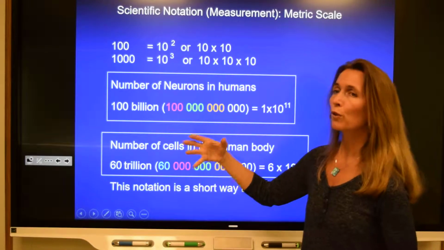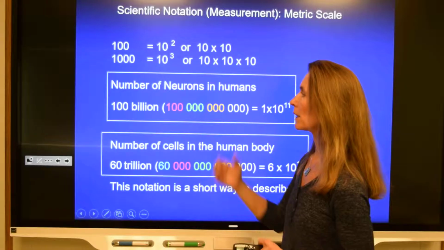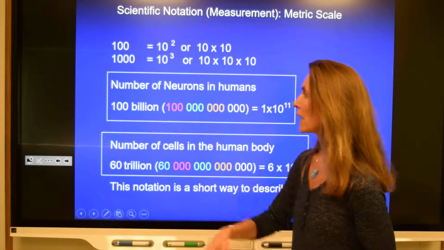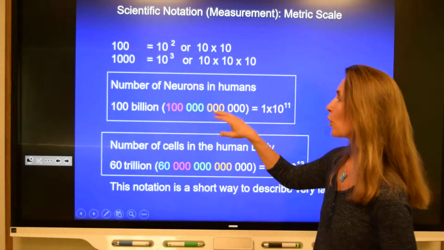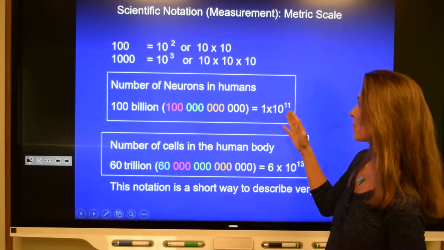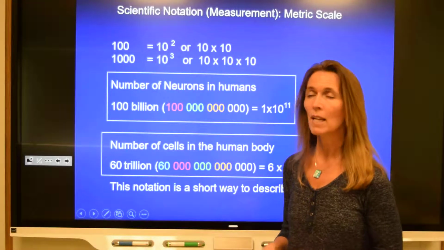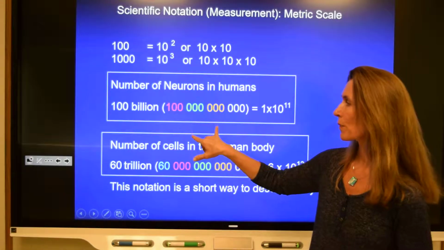For example, if you are talking about the number of neurons in an organism, in a human, there are an estimated 100 billion neurons. And you can write this down in a long way, or you can take scientific notation and say, okay, I have 1 times 10 to the power of 11 neurons within a human organism. And we tend to do this rather than writing all of these zeros.